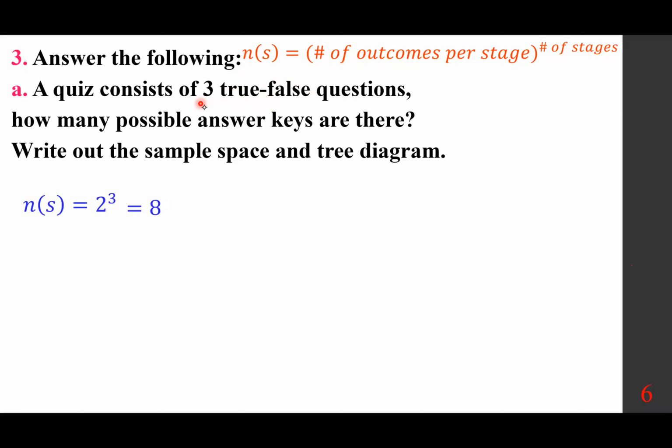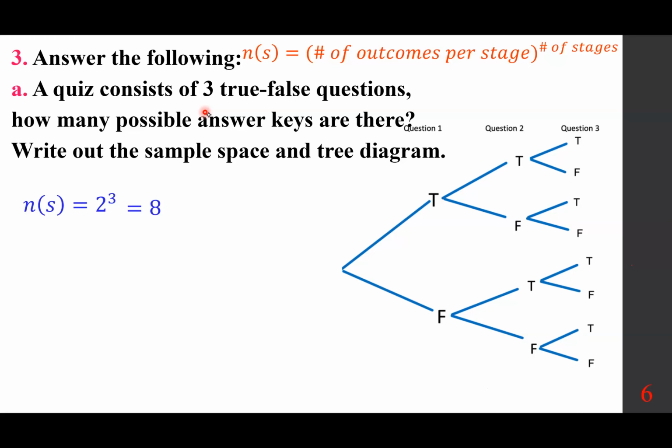So again, each stage in this case refers to each question, which is true, false, giving us 2 outcomes. And there are however many questions. So we can write it in this fashion. It's important to understand the concept of a tree diagram. Okay, you have the branches, and when you use the branches, you want to be consistent. If the top one represents the true and the bottom one represents the false, you keep it the same.